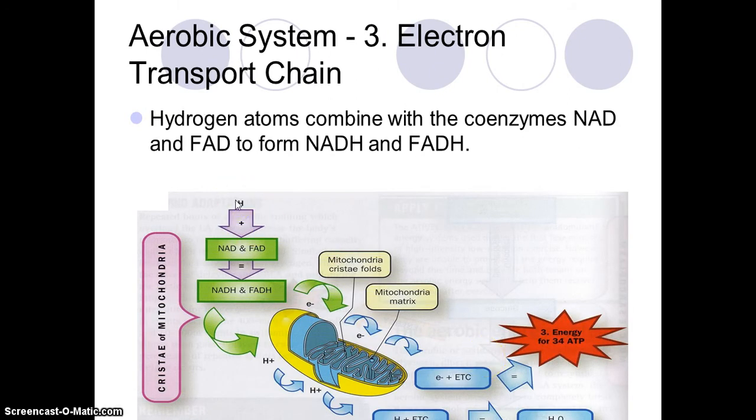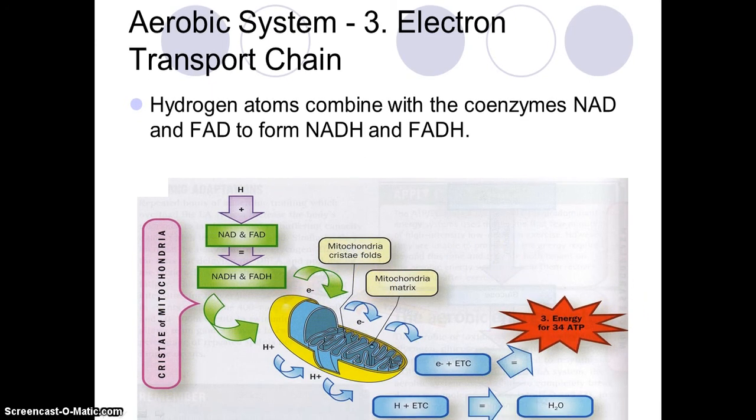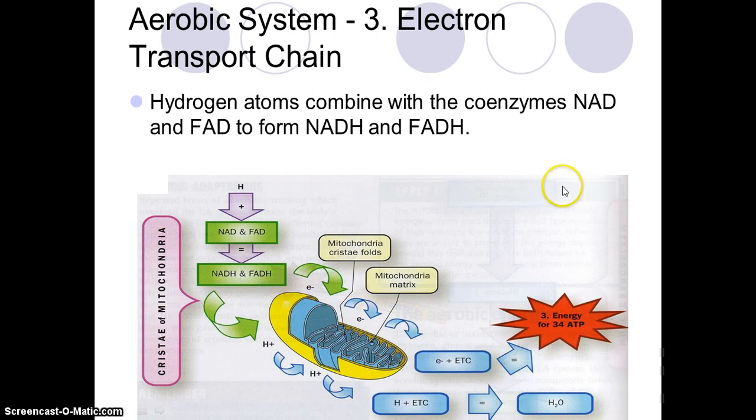The hydrogen then goes into the matrix of the mitochondria, in the cristae folds. Now Matty, this slide is especially for you because I know you'll want to know exactly what's going on. For those of you that are not interested in how it works and just want to know what happens, basically hydrogen moves down something called the electron transport chain. That's your mark winner. So hydrogen goes down the electron transport chain, and created there are oxygen, water, and we get 34 ATP.